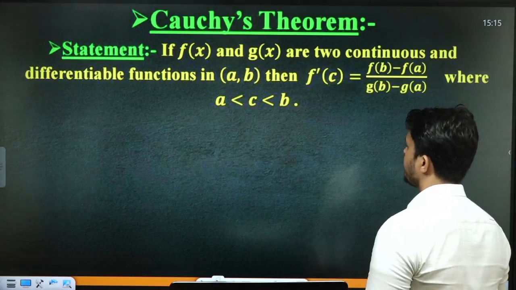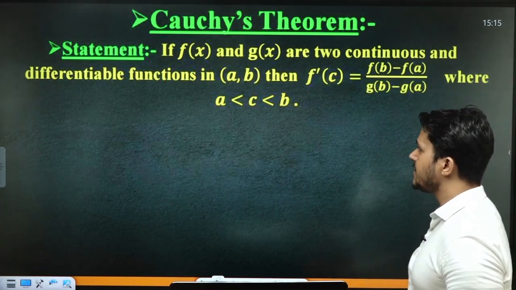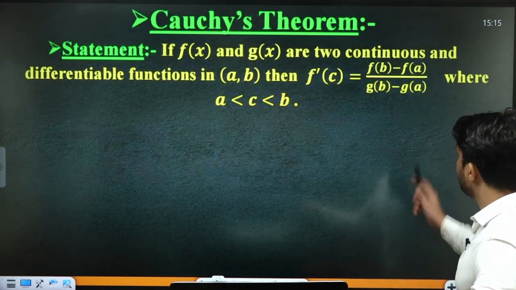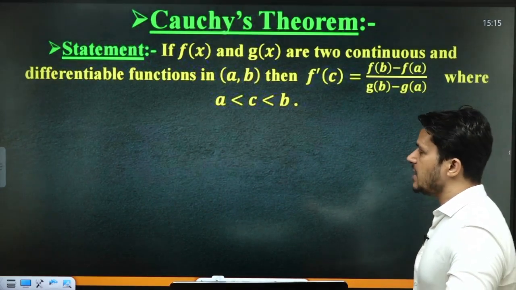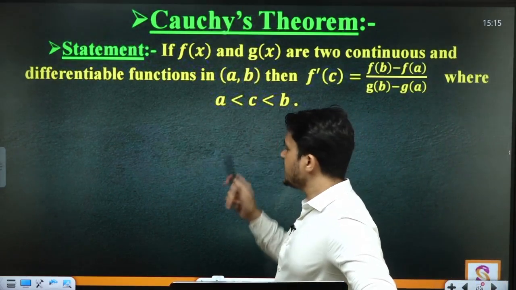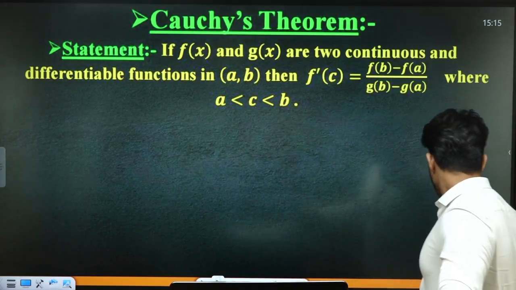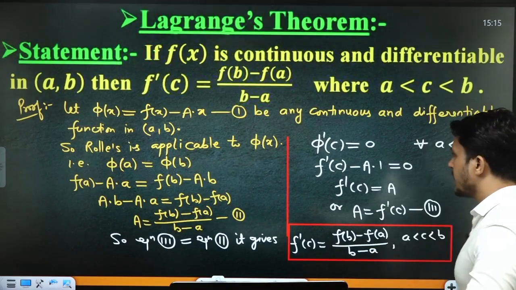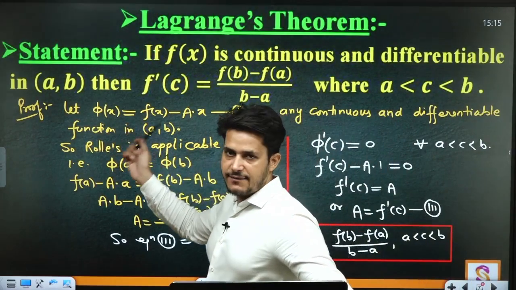If fx and gx are two continuous and differentiable functions in a comma b, then f dash c equal to fb minus fa upon gb minus ga, where a less than c less than b. Lagrange theorem में देखा आपने क्या किया था हमने? This one. This is called Lagrange multiplier function.